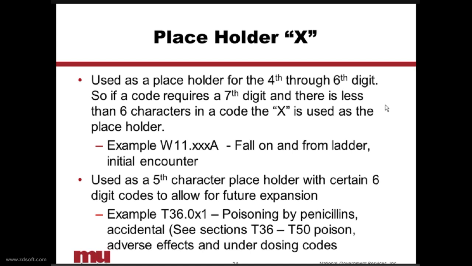Other times, the placeholder X can be used as a 5th digit placeholder with certain 6-digit codes to allow for future expansion. So we have an example for you here as well. Example is T36.0X1, and this is poisoning by penicillin, accidental. So the X is there to allow for that future expansion of that code.